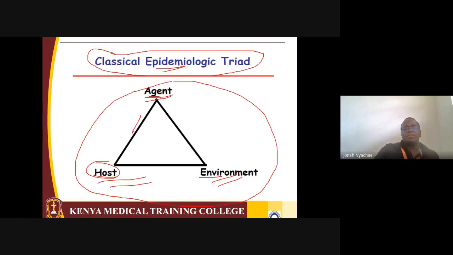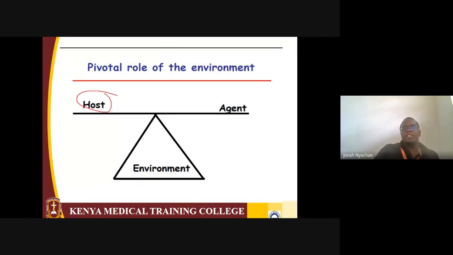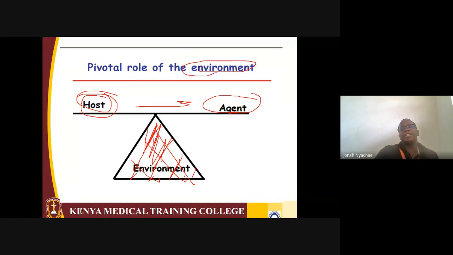So in this relationship of the host and agent, the environment plays a key role. For example, in the course of COVID, you look at those environments that have been able to successfully eliminate the agent to ensure that the host lives. So the environment is a very key factor to epidemiologists when it comes to interventions. Look at the environment in the context of its balancing or pivotal role in the relationship between the host and the agent.